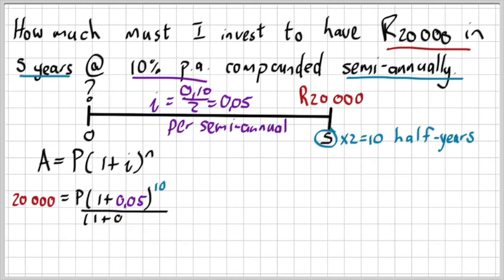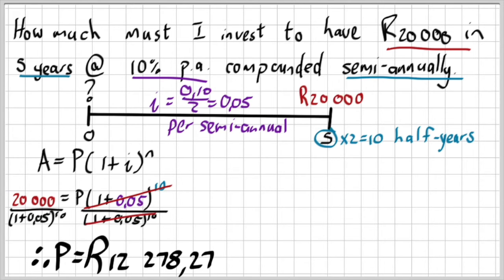How can I now calculate P? Well, I'm simply going to divide by that whole back bracket. Put it into my calculator, and this is approximately 12,278 Rand and 27 cents. In other words, I have to invest 12,278 Rand and 27 cents to get 20,000 Rand after 5 years.